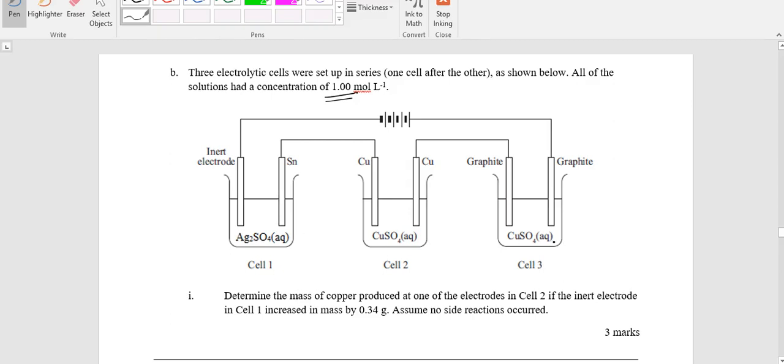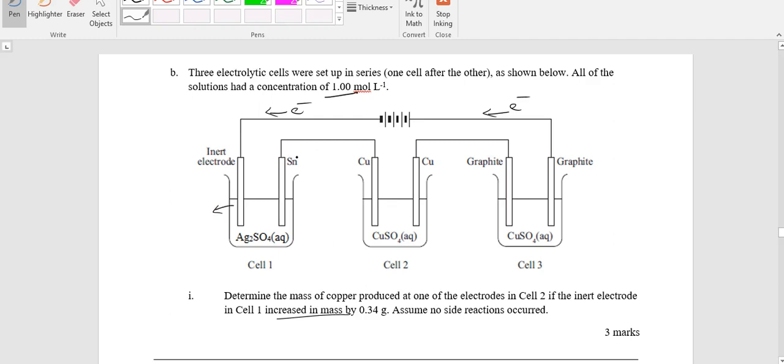If you have 3 cells in series, the main thing that you can safely assume is that you definitely will have the same amount of electrons. So I need to determine what is going to happen at the cathode of this cell, because when the inert electrode increases in mass, I need to know what is being produced in cell 1. So if you want to know that, you need to work out the half equations of cell 1.